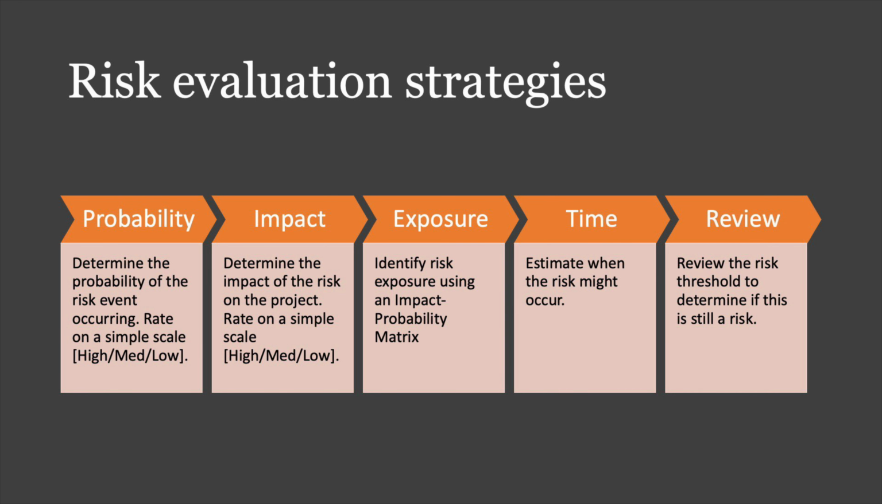The next piece is determining when the risk may occur. So that's the time piece. Is this early on in the project, later in the project? You'll want to identify when that is. And then you want to go back, as I mentioned, to your documents and determine whether this is a risk or not. So if something, for example, is medium probability, low impact, again, you need to decide as a project manager whether that should still be a risk or not based on the documentation you have.